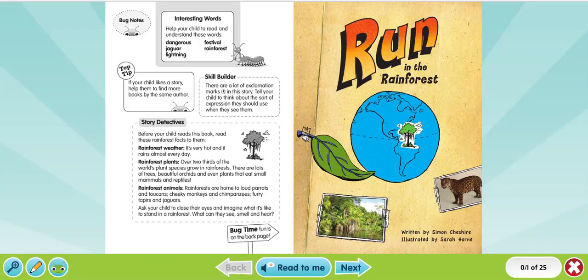Okay, welcome to our lesson today. Today we are going to read a book, but before we read the book, we're going to look at some interesting words we'll come across in the book.